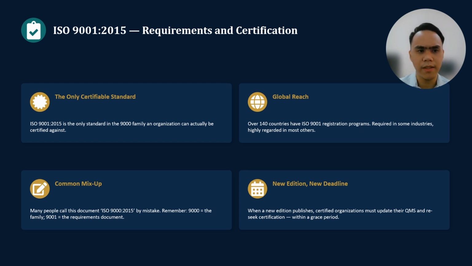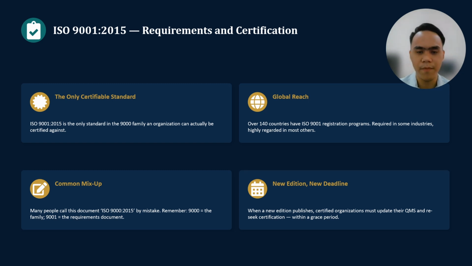So here's a common mix-up worth repeating. Many people refer to this key requirements document as ISO 9000 2015. Remember the distinction precisely. ISO 9000 refers to the family of three documents: 9000, 9001, and 9004. ISO 9001 refers specifically to the requirements document. And the important fact is ISO 9001:2015 is the only standard in the entire 9000 family that allows the organization to be certified. Neither 9000 nor 9004 offer certification.